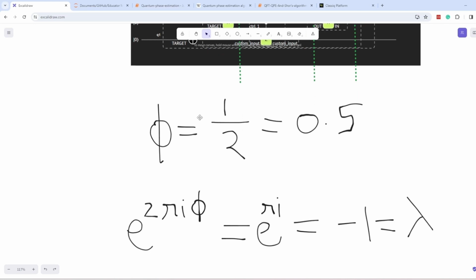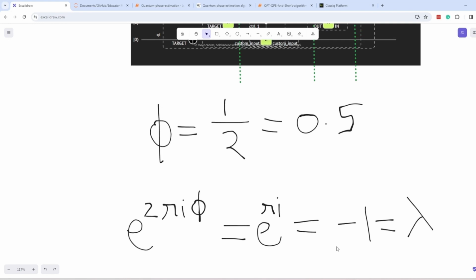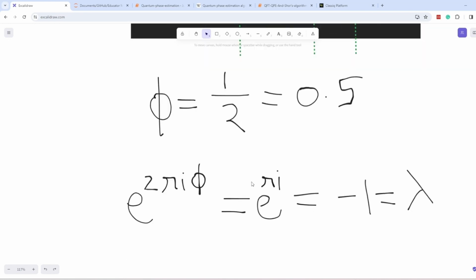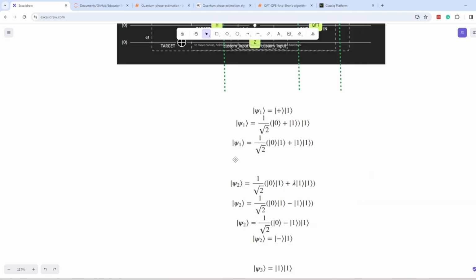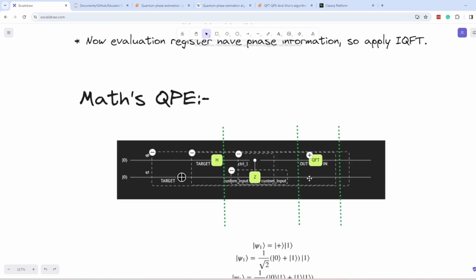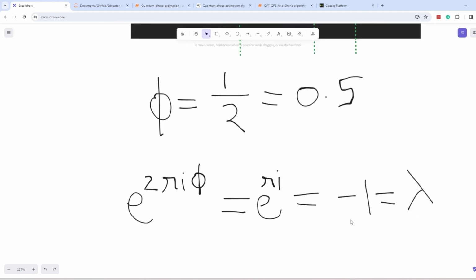Let's put this half in e^(2 pi i phi). Putting half here, it becomes e^(i pi), and e^(i pi) equals -1. And hence we evaluated the eigenvalue which we get when Z is applied to the 1 state. In this case we were already aware that the value is -1, but if we don't know this value already, then quantum phase estimation can be used to find it.